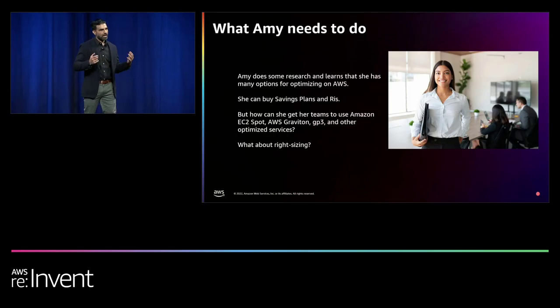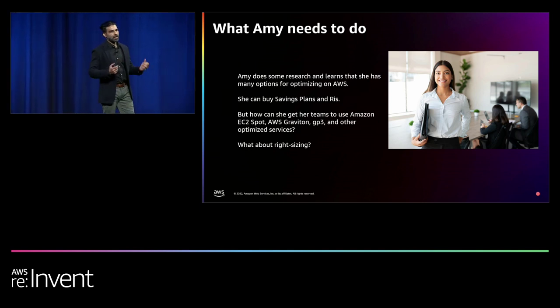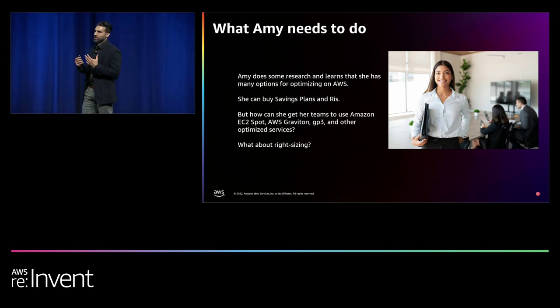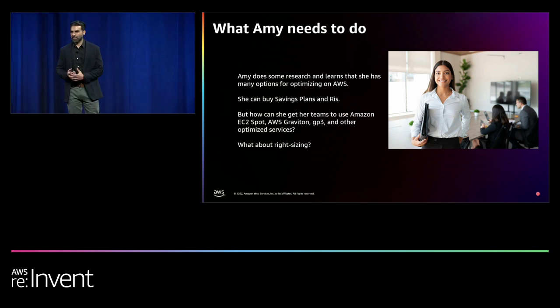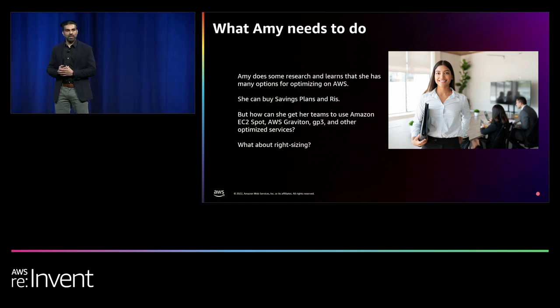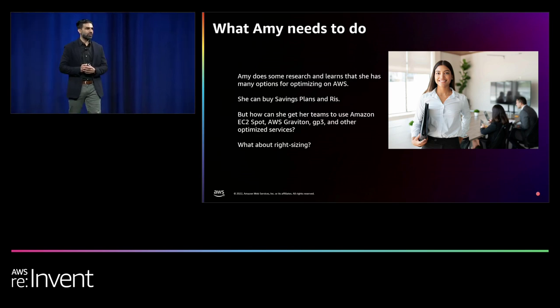So Amy does some research, and she learns there are a multitude of ways to save on AWS. You can use reserved instances, savings plans, EC2 spot instances. There are different types and kinds of storage tiers you could use to get a better price for your storage. She also finds that there are potentially opportunities left to right size, because Amy's organization had chosen to lift and shift most of her workloads. So she has all these great ideas, but she's still unclear as to where she should start.